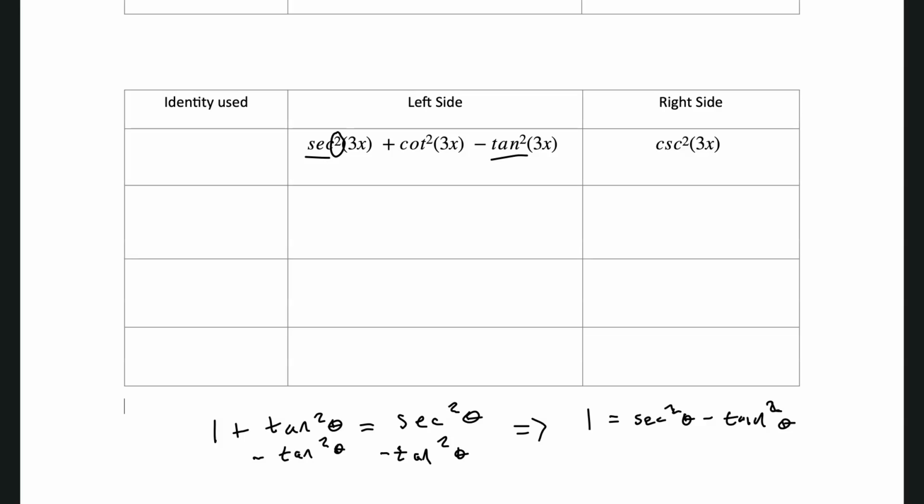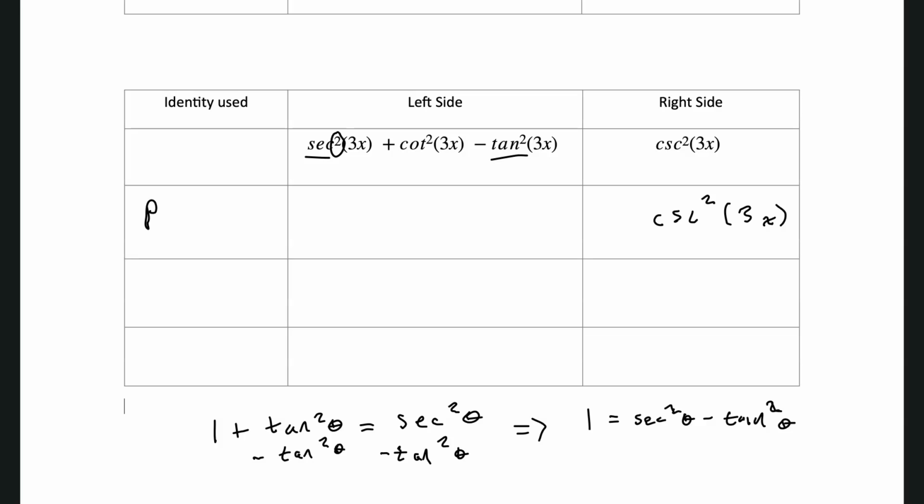Now, notice that it may not look exactly like this because there's a cotangent squared in the middle, but we still have a secant squared minus tangent squared. That's the important part. That means we can take this secant squared minus tangent squared, which is exactly the same secant squared minus tangent squared that's up here, and replace it with just a 1. So the right side, we're going to write cosecant squared because that hasn't changed.